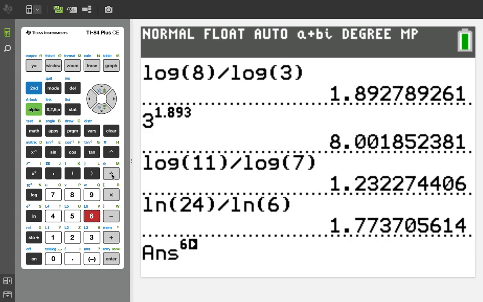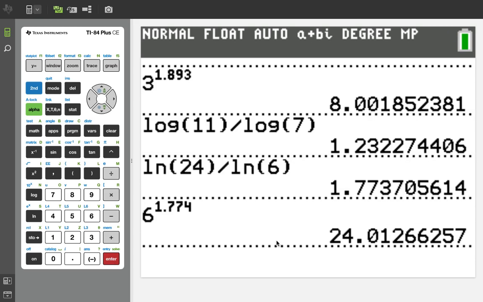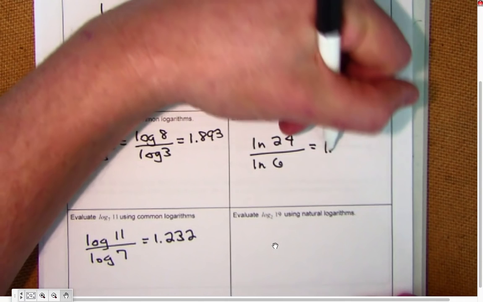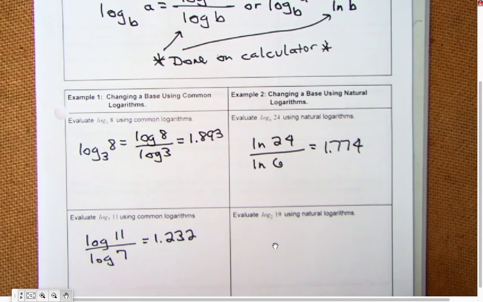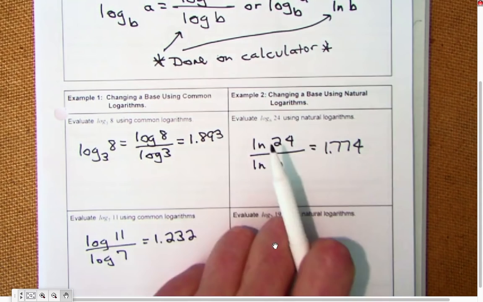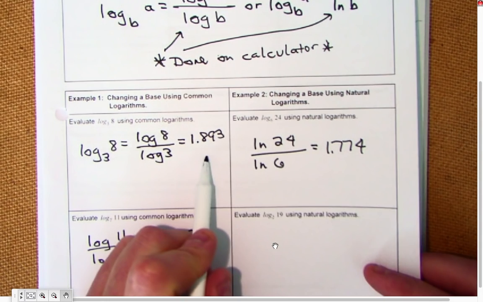If that's correct, we should be able to take 6 raised to the 1.774, and notice we get about 24. So we're good. So 1.774. Okay, so that's the change of base formula. It allows you to find any logarithm, even when it comes out not as an integer.